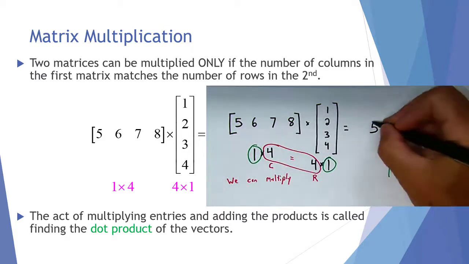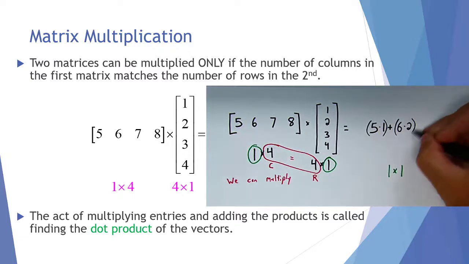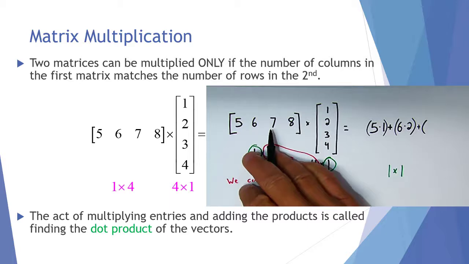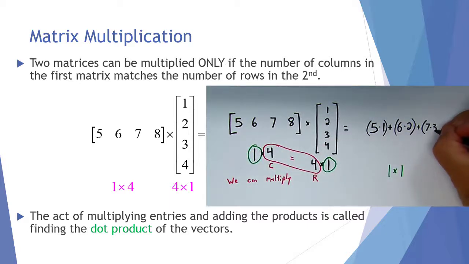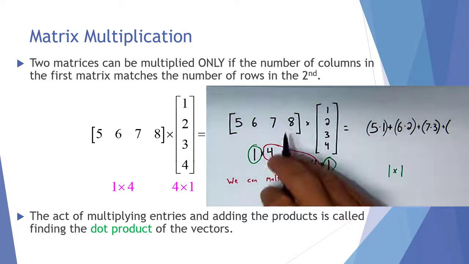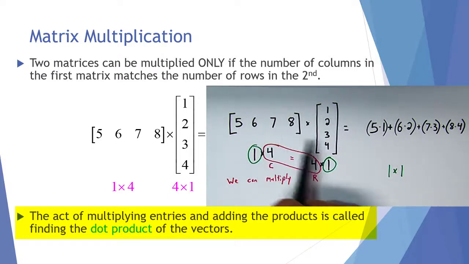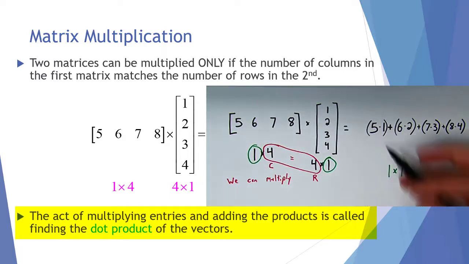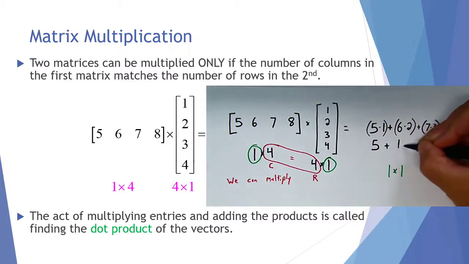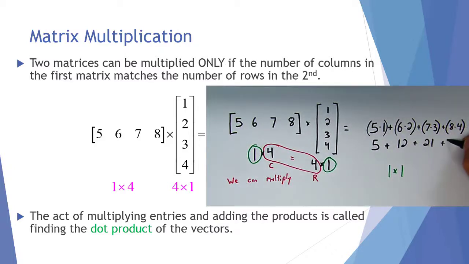Parentheses there to make it a little more clear. And I'm going to add on the third entry product, 7 times 3. And then I'm going to add on the fourth entry product, 8 times 4. That's called the dot product of these two vectors. Dot products are really important for a lot of reasons beyond what we're going to look at, but we always need to find multiple dot products when we're multiplying matrices. Now, if we add all these together, that's really 5 plus 12 plus 21 plus 32. And if you add all those up, you get 70.